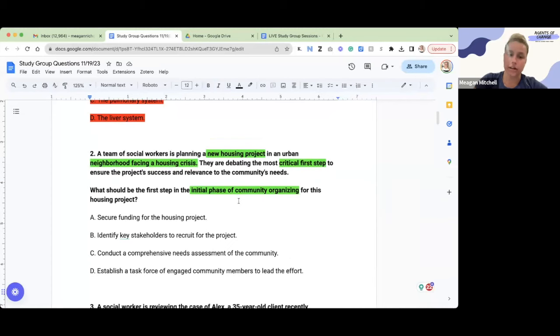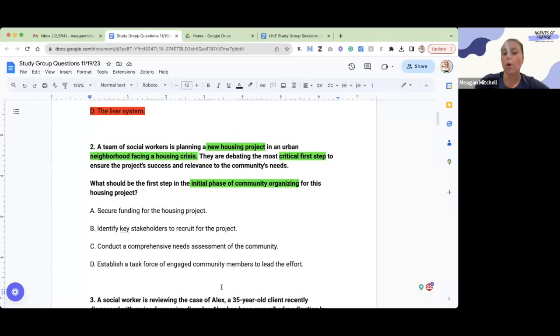A, secure funding for the housing project. B, identify key stakeholders to recruit for the project. C, conduct a comprehensive needs assessment of the community, or D, establish a task force of engaged community members to lead the effort. What would you pick for this and why? Remember, first, you have to make an order of where you're going to start. So where would be your starting point and why would that be your first place?